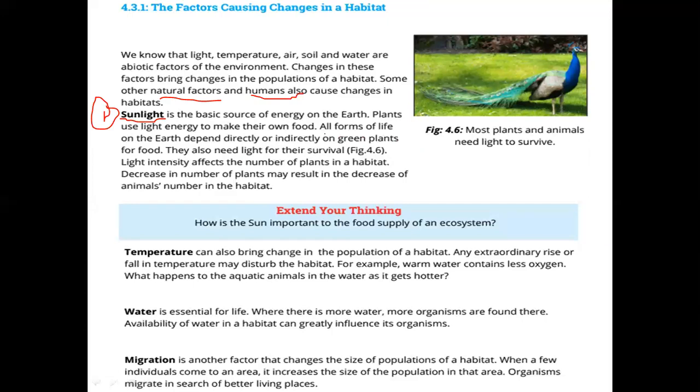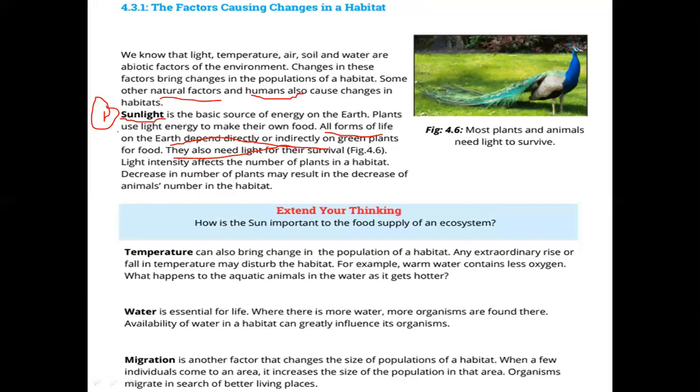And that's why the plants are called producers, to produce energy and food for others also. So all forms of life on the earth depend directly or indirectly on these green plants for food. Definitely, cattle, human beings, and lots of other organisms are directly dependent on these plants. Some are indirectly dependent on the plants. So the plants can make the food for others in the presence of sunlight, and they also need sunlight for their survival as well.